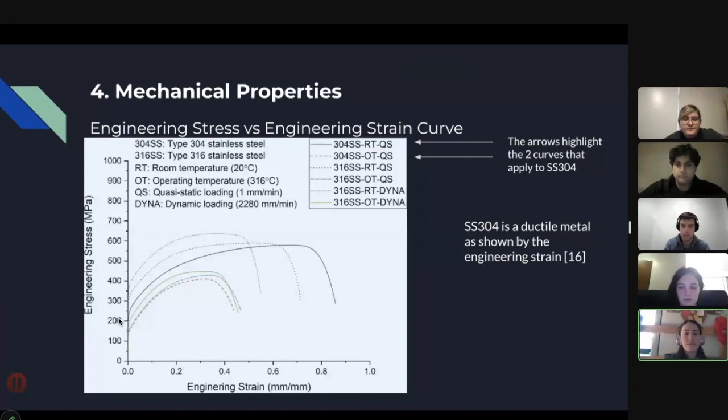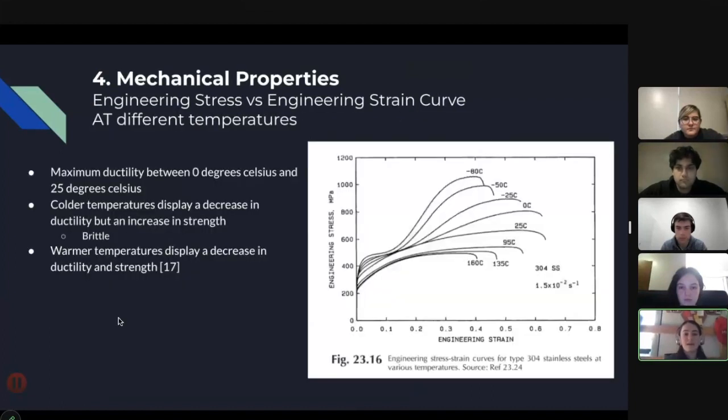Next, we just have an engineering stress per strain curve under several different conditions that highlight the ductility of the steel. And we have a second engineering stress per strain curve that does the same thing. If you look at it, you can see that at lower temperatures, there's a high ultimate tensile strength due to the strain hardening, but there is also a lower ductility, which leads to a more brittle steel. The ductility is a maximum between 0 degrees and 25 degrees Celsius, and at warmer temperatures, there is a decrease in ductility and strength as well.